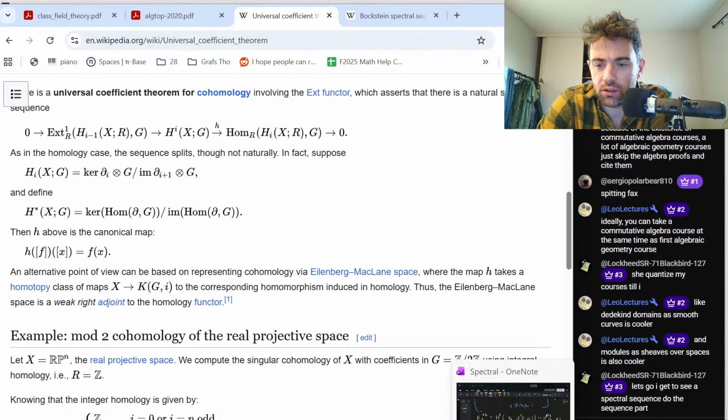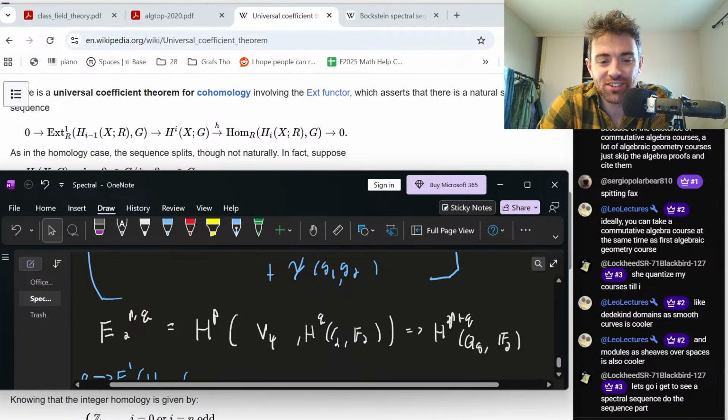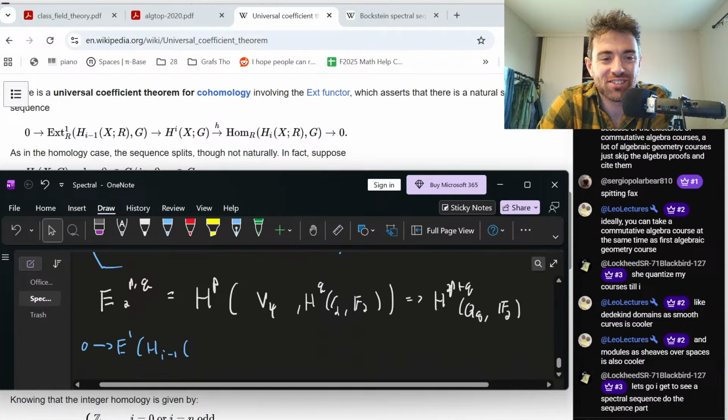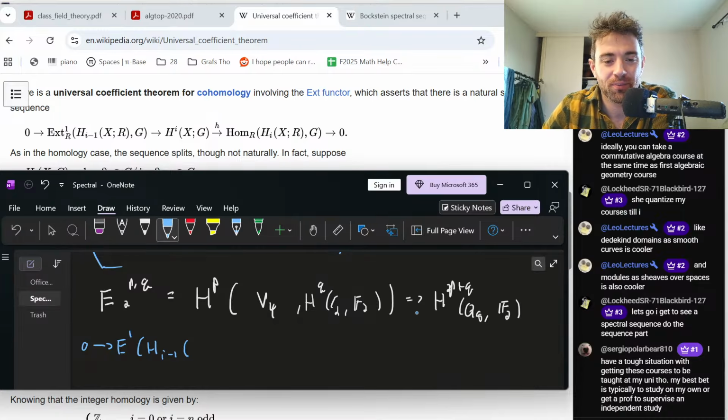Yeah, Dedekind domains as smooth curves is pretty cool. Let's go. You see a spectral sequence, do the sequence part. Well, we're not. I'm trying. We gotta build ourselves up to that, yo.